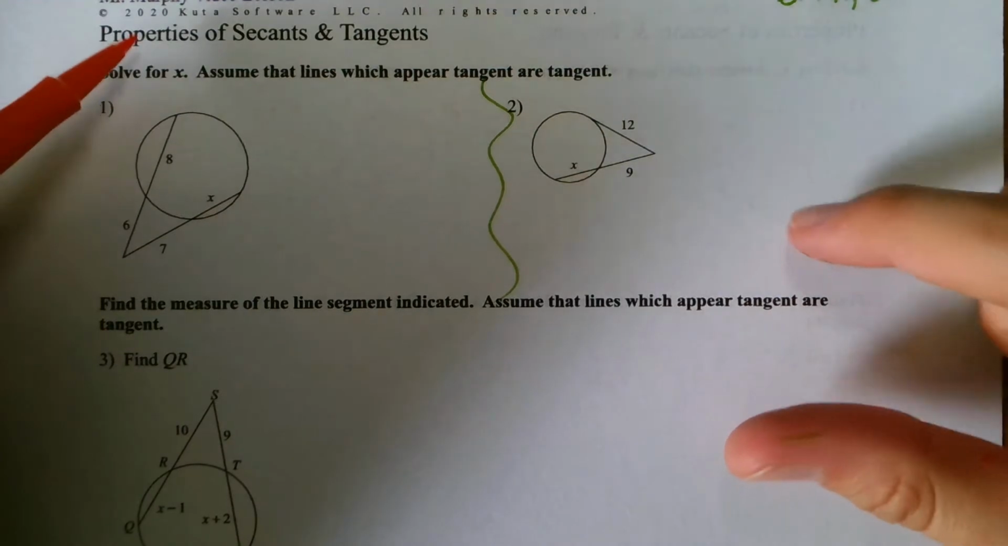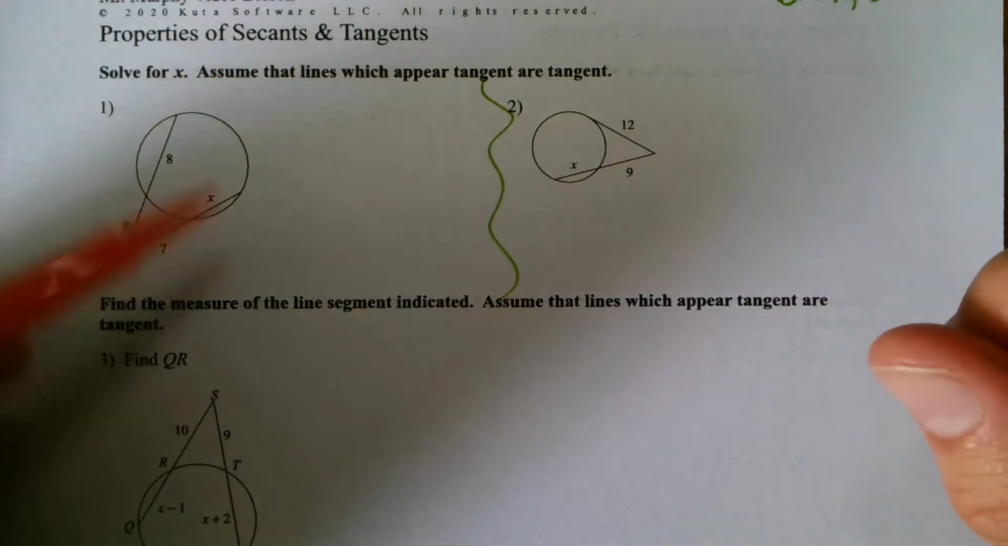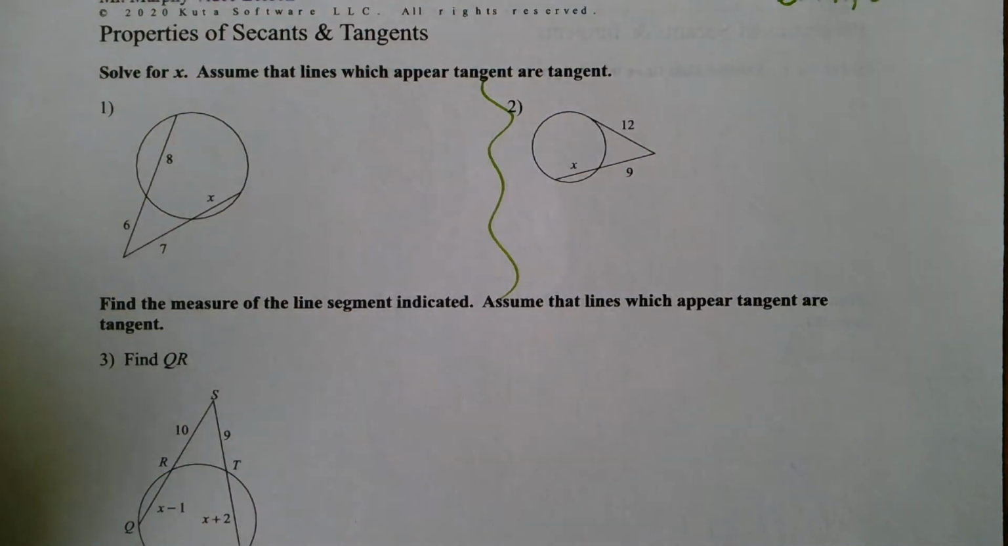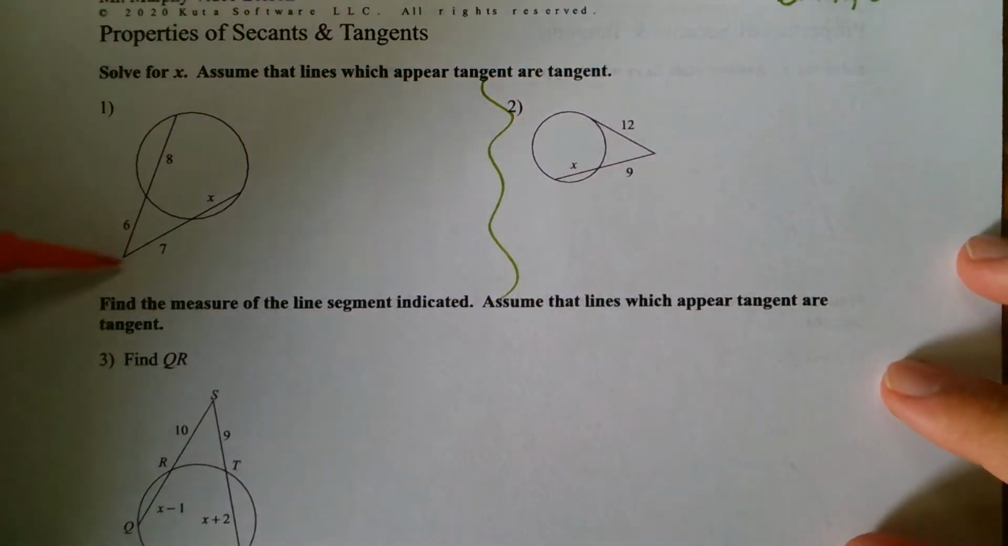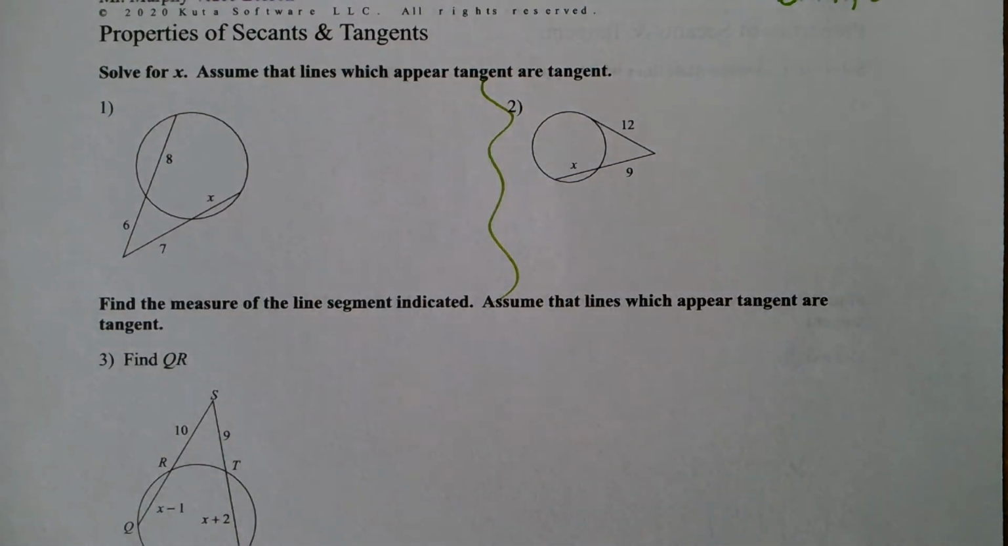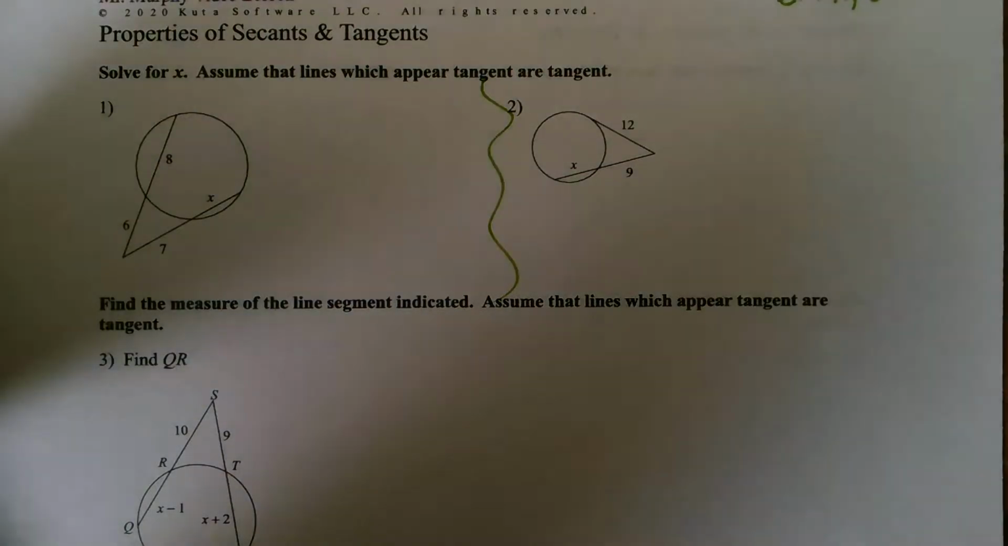This one is on the properties of secants and tangents and how to solve for unknown lengths using those two types of lines, specifically when they meet outside of the circle. So, I'm going to go over first what is a secant and what is a tangent, just to remind you, and then the same relationship can be applied for both.